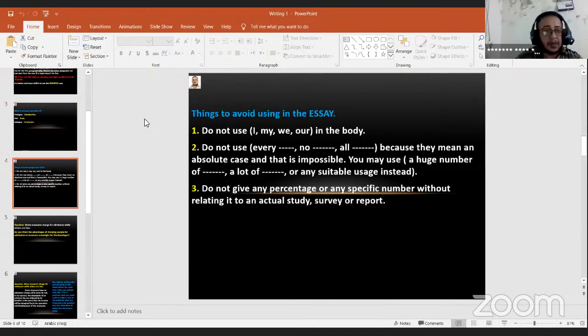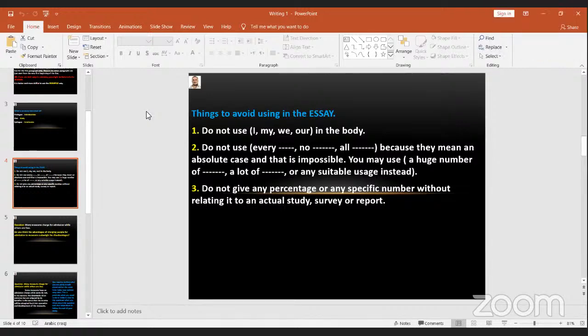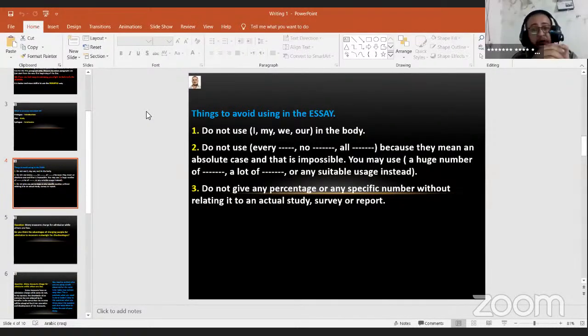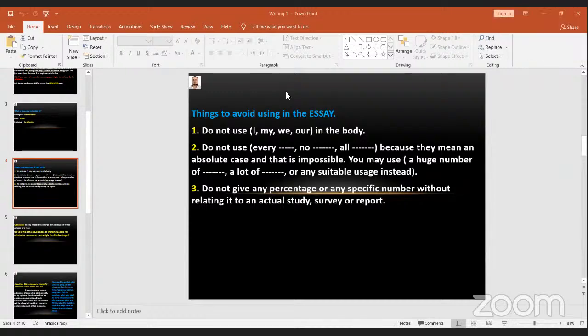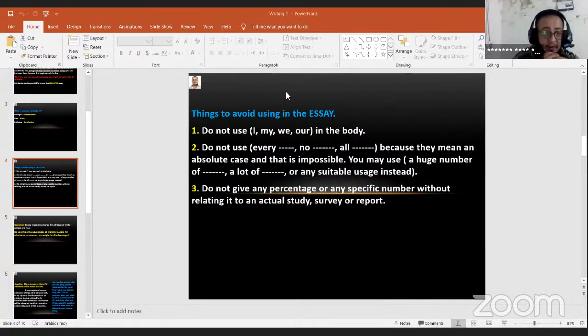Now, things to avoid using in the essay. Do not use I, my, we, our in the body. Don't use every something, no something, all something. For example, everyone, no one, all Iraqis, because they mean an absolute case, and that is impossible. You may use a huge number of, a lot of, or any suitable expression instead. Number 3: don't give any percentage or any specific number without relating it to an actual study, survey, or report.